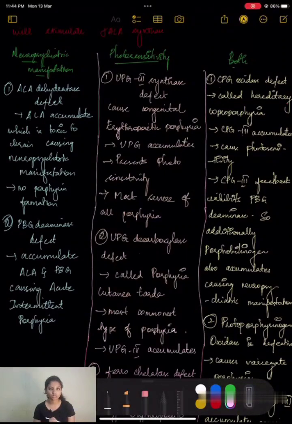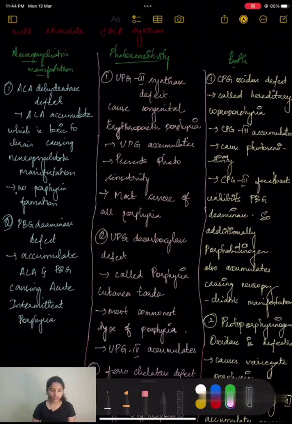The first enzyme of heme synthesis is ALA dehydratase. When there is an ALA dehydratase defect, ALA starts to accumulate, which is toxic to the neurons, and as I already told you, no porphyrin is formed. The next enzyme of heme synthesis converts porphobilinogen into hydroxymethylbilane with the help of the enzyme PBG deaminase. So a defect of PBG deaminase will accumulate ALA and PBG, which causes acute intermittent porphyria.